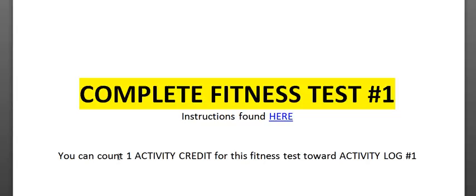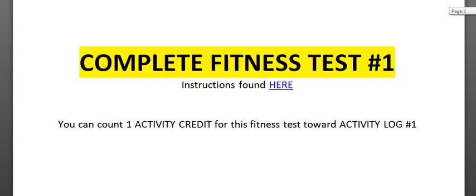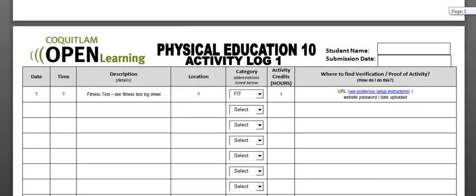Also a reminder that you can count one activity log credit, or 1 hour, for this fitness test towards activity log 1. So if I look here, it says physical activity PE10 activity log 1, student name, submission date. This is important. You want to submit it as soon as you can after you've completed your 10 hours. Now here the person's recorded fitness test. See fitness test log sheet for description.